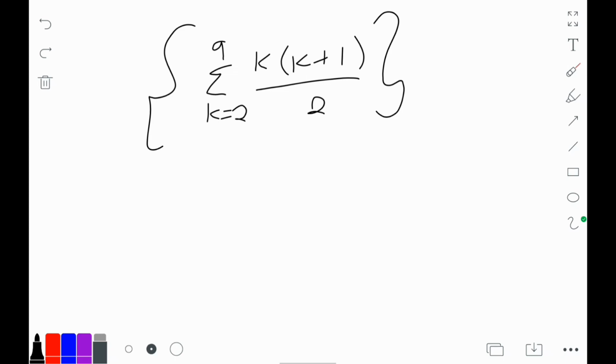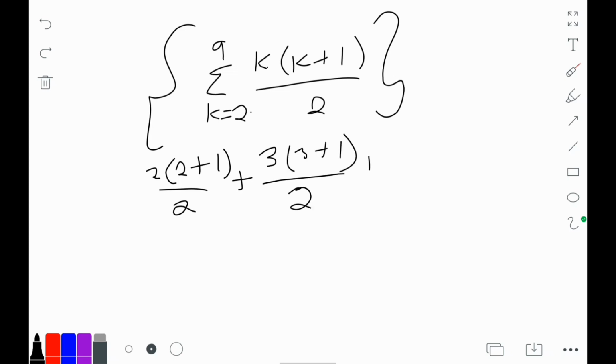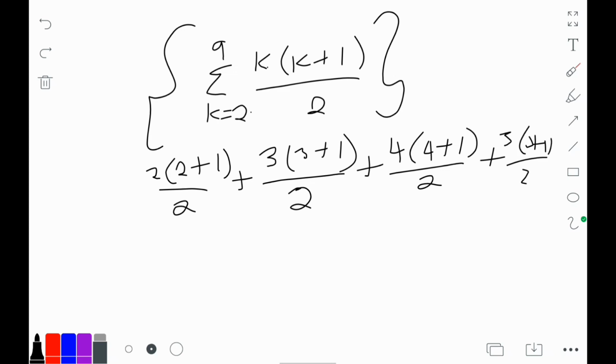Then we're going to write k, 2 in brackets, 2 plus 1 divided by 2. Let me just write that over. Then we're going to go to 3 in brackets, 3 plus 1 over 2. Then 4 in brackets, 4 plus 1 over 2. Then 5 in brackets, 5 plus 1 over 2.